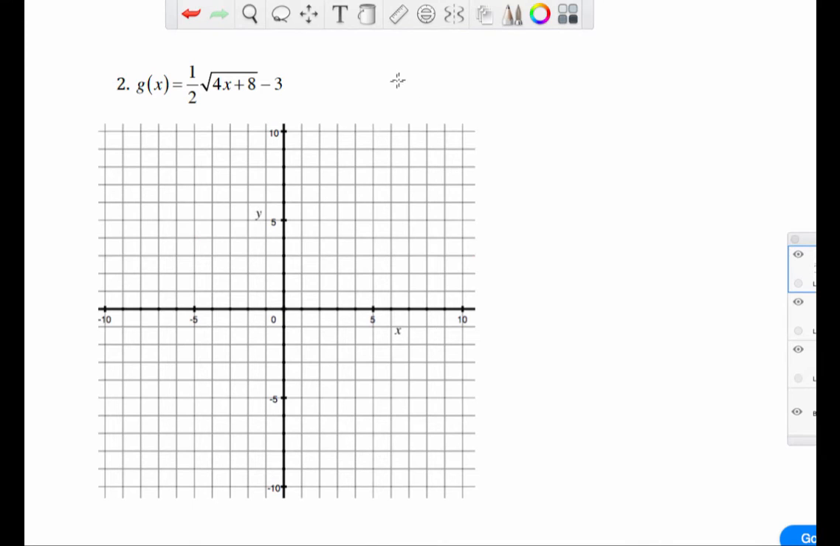All right, number 2, we need to get it in the right format because it's not in the right format. The parent function is the square root of x. What color did I just pick?